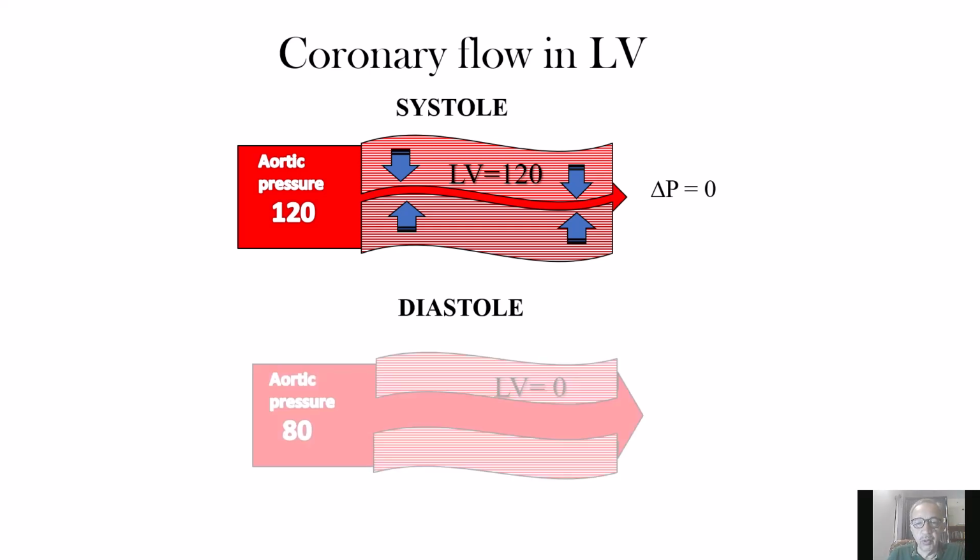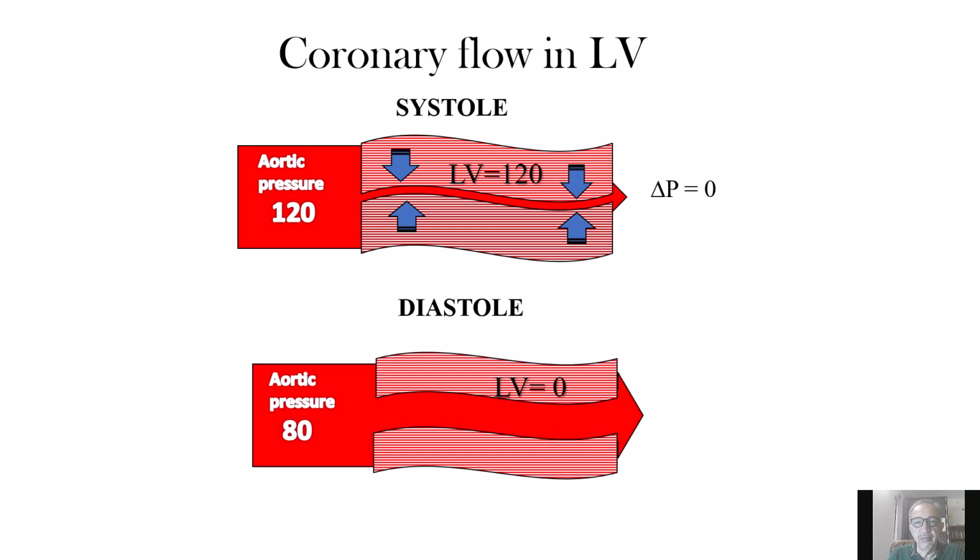Most flow occurs in diastole, nil flow occurs in systole. This is called the phasic flow. In diastole, aortic pressure falls to 80, but left ventricular pressure falls to almost 0 or 1 or 2, a couple of millimeters. So pressure gradient is 80. So flow in the coronary artery supplying the left ventricle occurs only in the diastole.